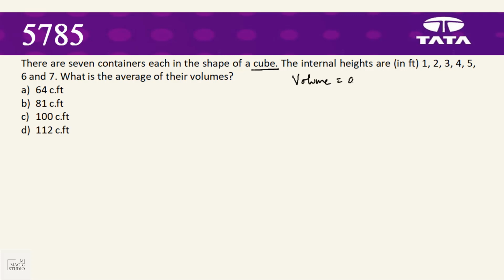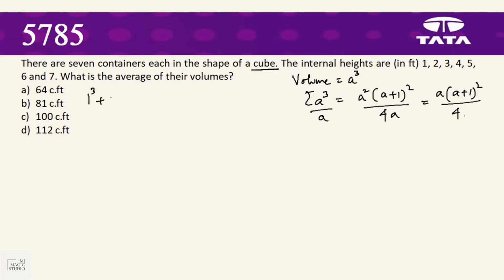Volume of a cube is given by side square into side, that is side cube, A cube. Now the summation of A cube is given by A square into (A plus 1) whole square by 4. So its average will be A into (A plus 1) whole square by 4. Here we need 1 cube plus 2 cube till 7 cube, so the value of A in this formula which we have derived would be 7.